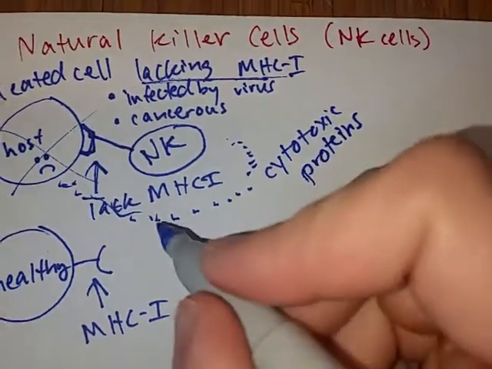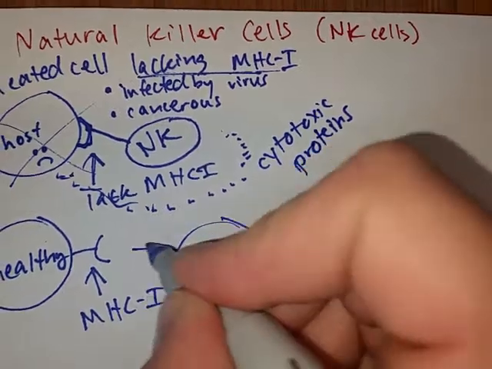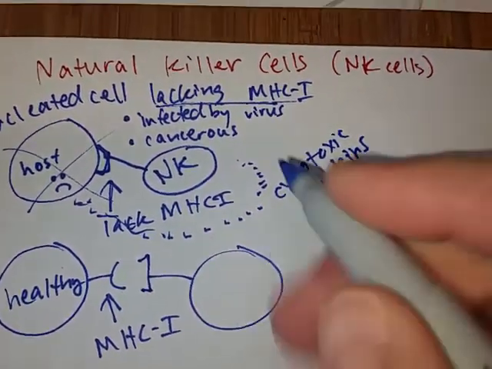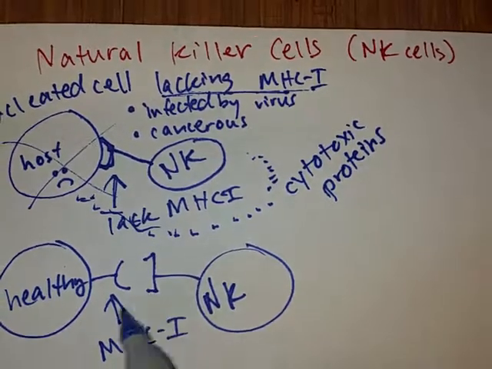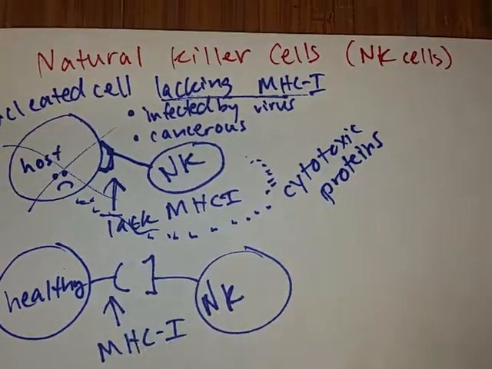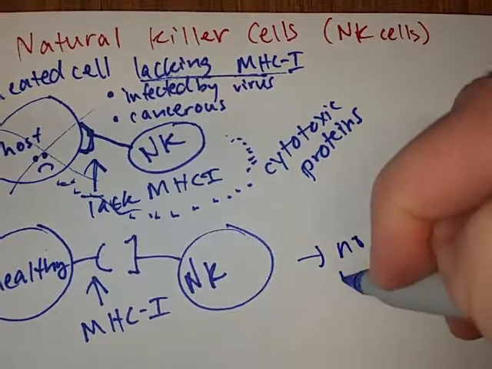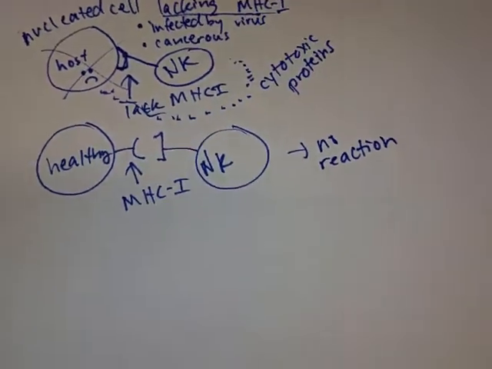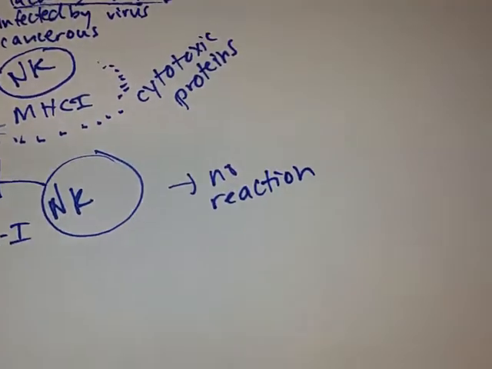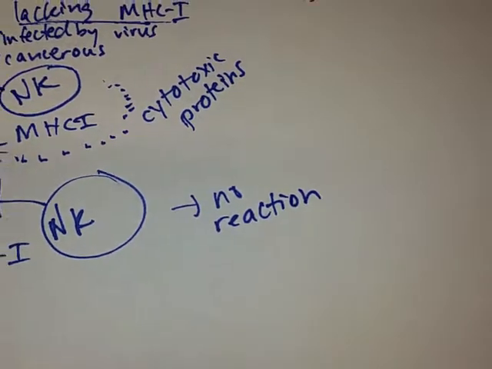Okay, so if a natural killer cell came to the healthy cell, it would say, oh, hey, you have MHC1. Awesome. See you later. And you'd get no reaction. All right. So that's the natural killer cells.